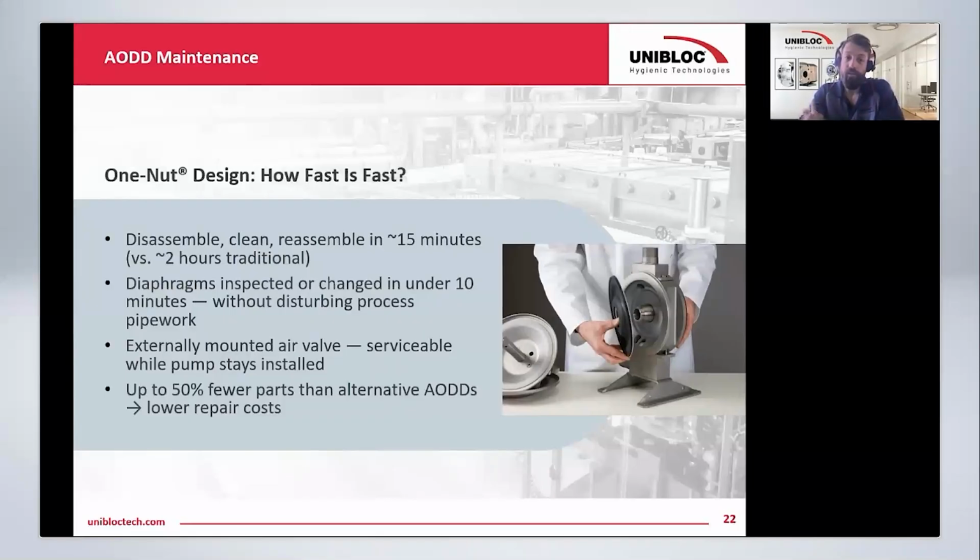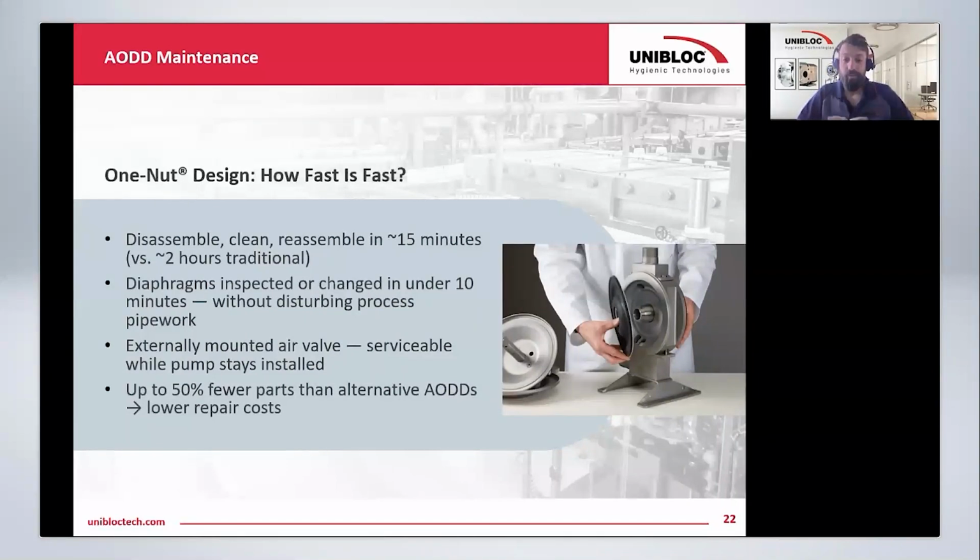You can inspect the backside of the diaphragms with the pump still in line. So if you're having some issue, it's performing weird, you can just take off that nut, take off the air domes, and you're looking at the internals of the pump with it still piped into your process. And you haven't touched any of the wetted components yet.